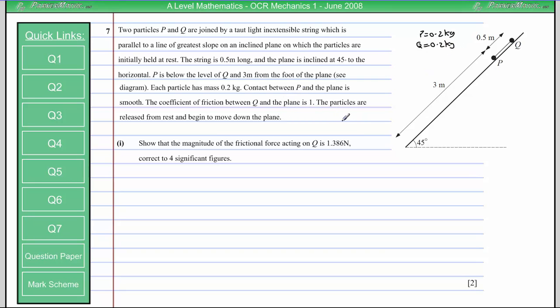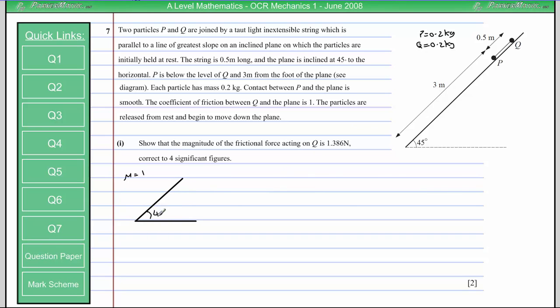Notice that P and Q have different coefficients of friction, and we need to be careful later on when we're working with that. For part 1 we are only interested in what's happening to Q up here. Remember, Q is the one that has coefficient of friction 1. So for this part of the question, let's write down that mu equals 1, and I'm going to draw a diagram which isolates particle Q.